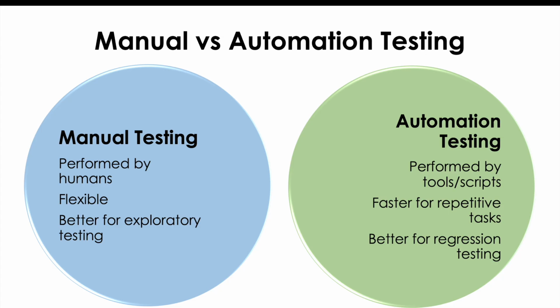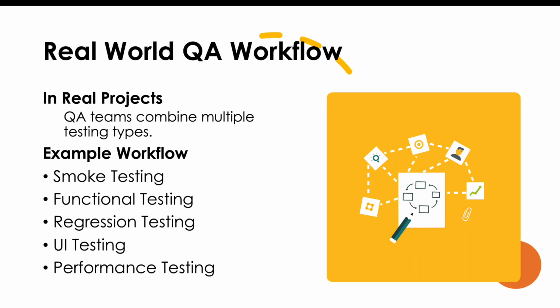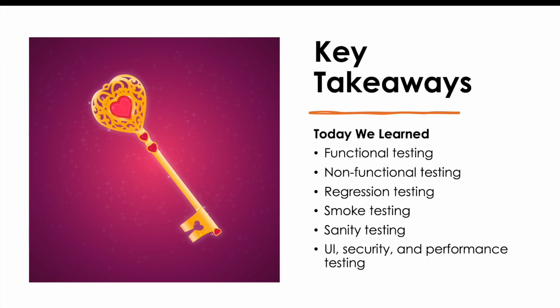So manual versus automation testing. Manual testing is performed by humans, is flexible, and is better for exploratory testing. Automation testing is performed by tools or scripts, is faster for repetitive tasks, and is better for regression testing. Real-world QA workflow: in real projects, QA teams combine multiple testing types. Example workflow: smoke testing, functional testing, regression testing, UI testing, and performance testing.